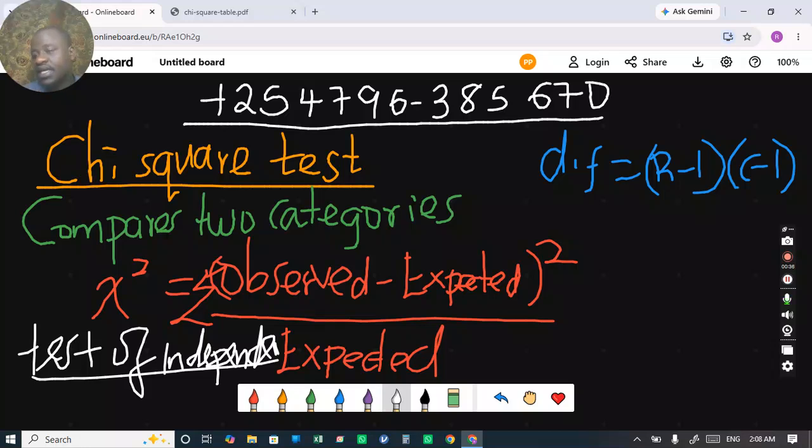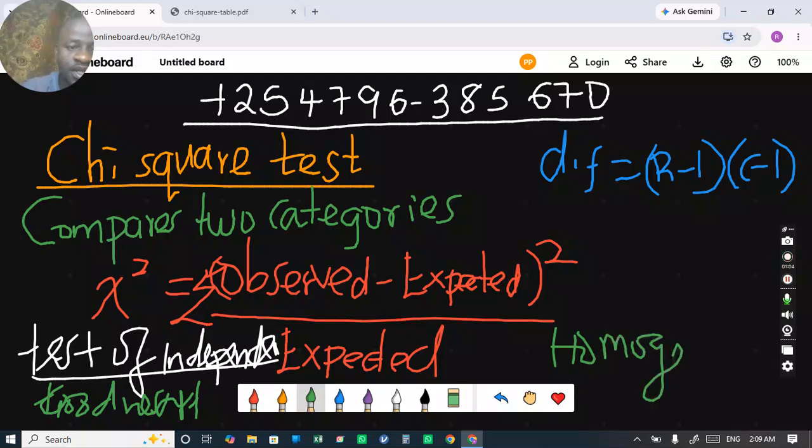We use the chi-square test for that. Another way is to test the goodness of fit, so we can check whether the observed data follows a specific theoretical distribution. Another one is to check homogeneity. When you hear about homogeneity, what do we mean? It compares whether different populations have the same distribution of a categorical variable.